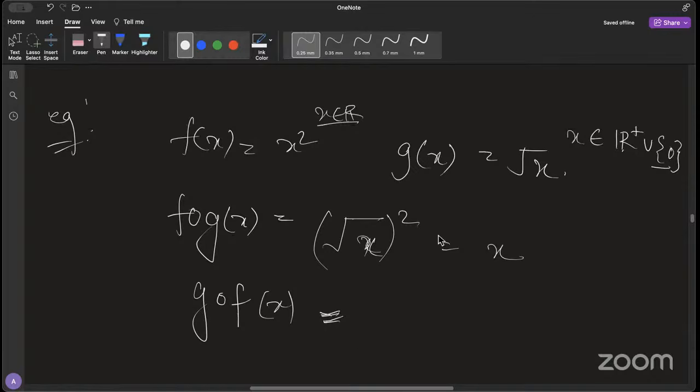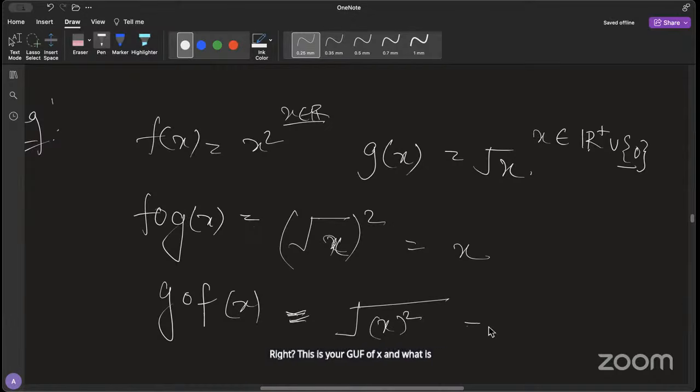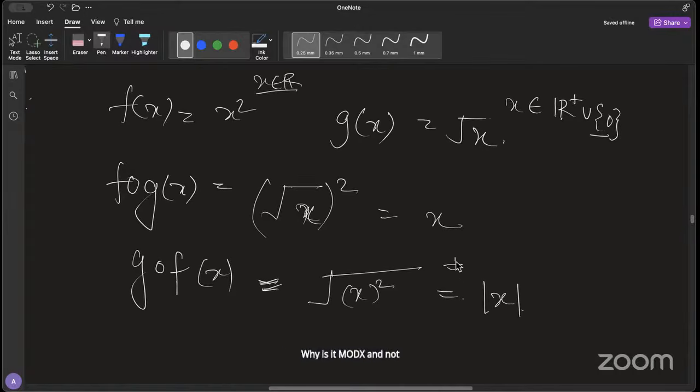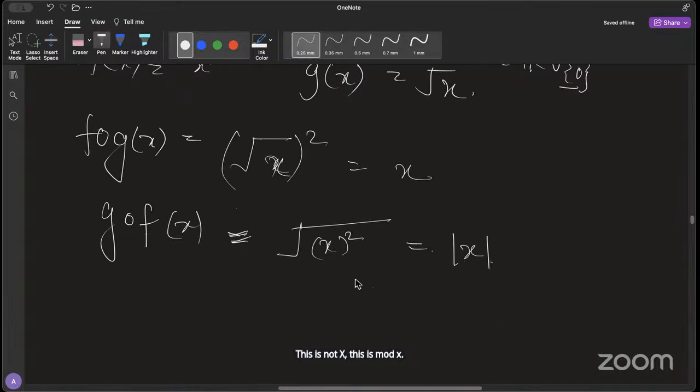So GOF will be, let's see how we can write this. G is square root and then x square, right? This is your GOF of x. And what is this value? This value is mod x. Why is it mod x and not x? This is not equal to x, by the way. This is not x, this is mod x.